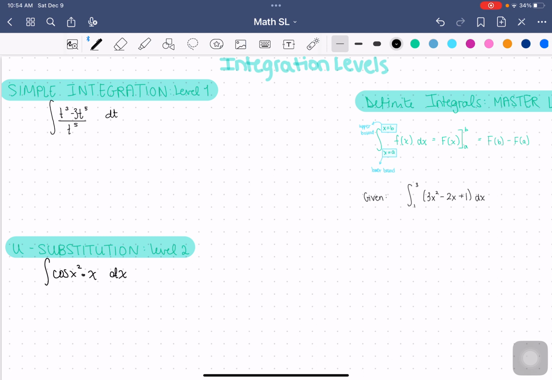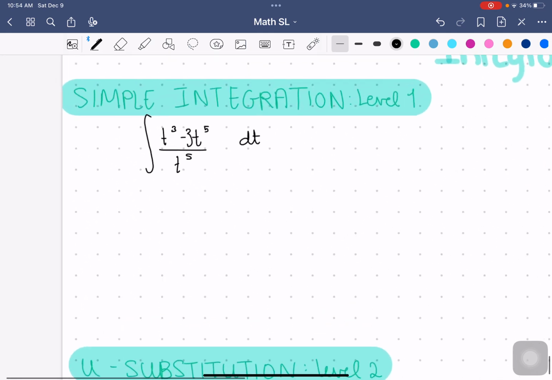Today we're going to be talking about integration. We're going to start with level 1, then move to level 2, and finally level 3. We'll talk about simple integration, which is the basic integration. Then u-substitution, which is level 2. And finally, definite integrals, which is the hardest level. But it's really not that hard. You will see. Okay, so we're going to start off with this.